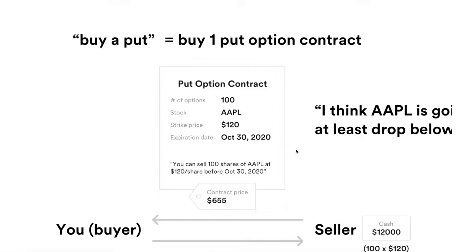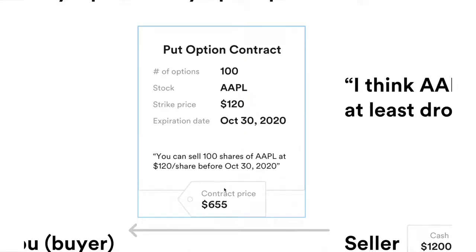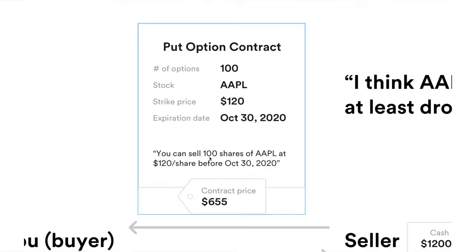Okay, so by having this put option contract, what you can do with it is that you can sell 100 shares of Apple at this price, strike price 120, before this expiration date, okay? But you might ask, how do you sell exactly? Well, first, you will need to buy 100 shares from the market. And then you use this put option contract to exercise it, to sell 100 shares, okay?